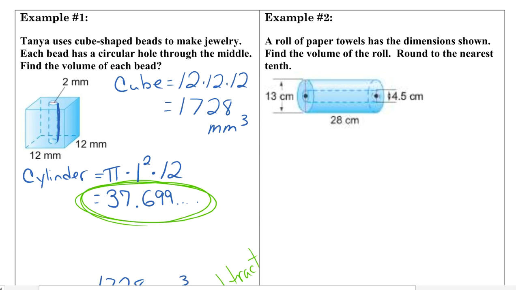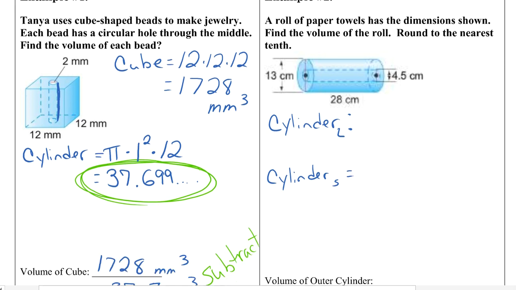Moving on to example 2, a roll of toilet paper, or paper towels, has the dimensions shown. Find the volume of the roll. Round to the nearest tenth. Okay, so here I have two cylinders. I have my larger cylinder, because we've all seen paper towel rolls before, and then my smaller cylinder there.